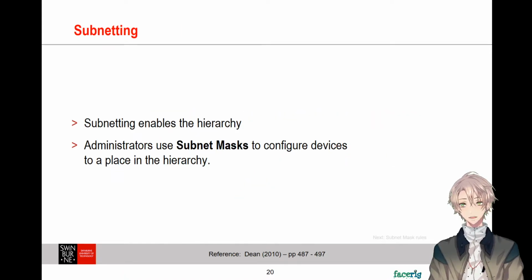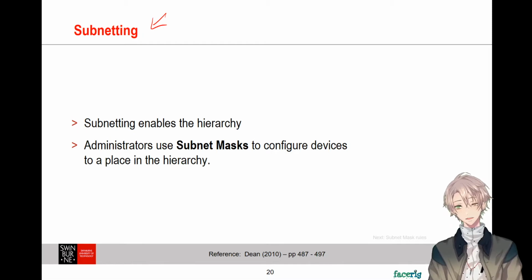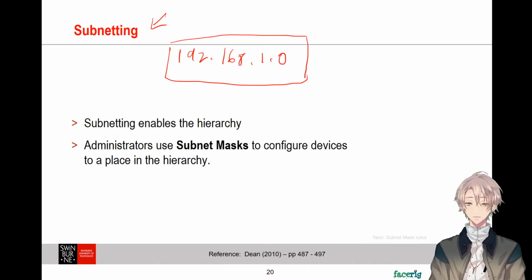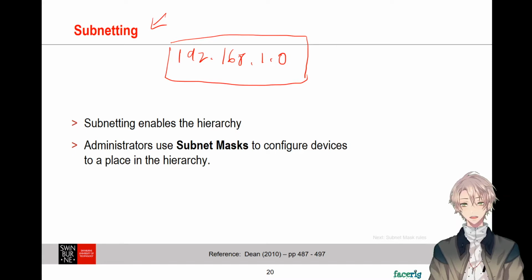In networking, we have a technique called IP address subnetting. Subnetting enables the hierarchy. Administrators use a subnet mask to configure devices to a place in the hierarchy. Why are we using subnetting? For example, we have 192.168.1.0. This is usually what they use in your house, which is your home network IP address.